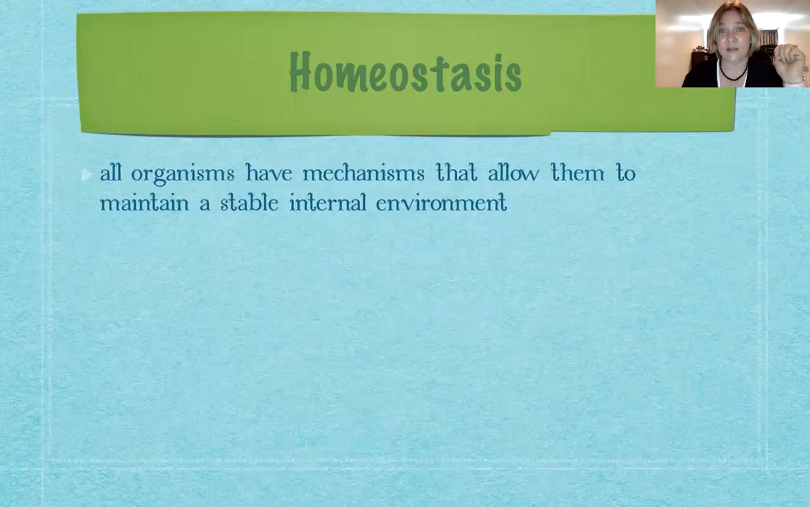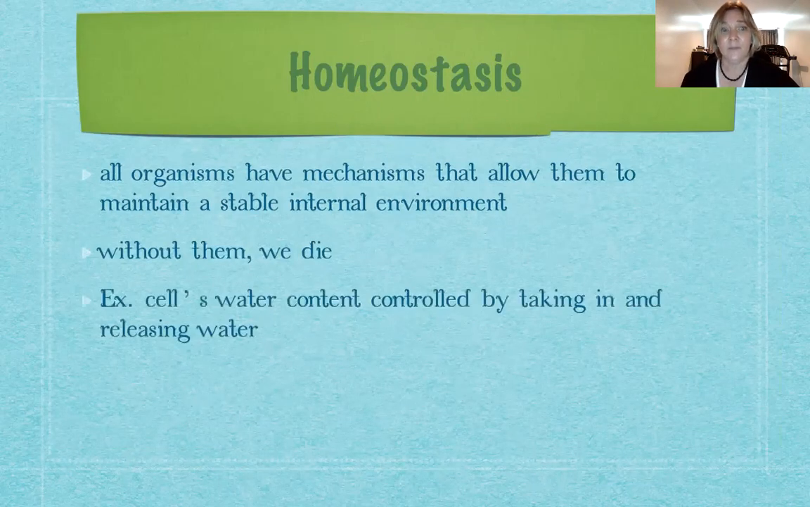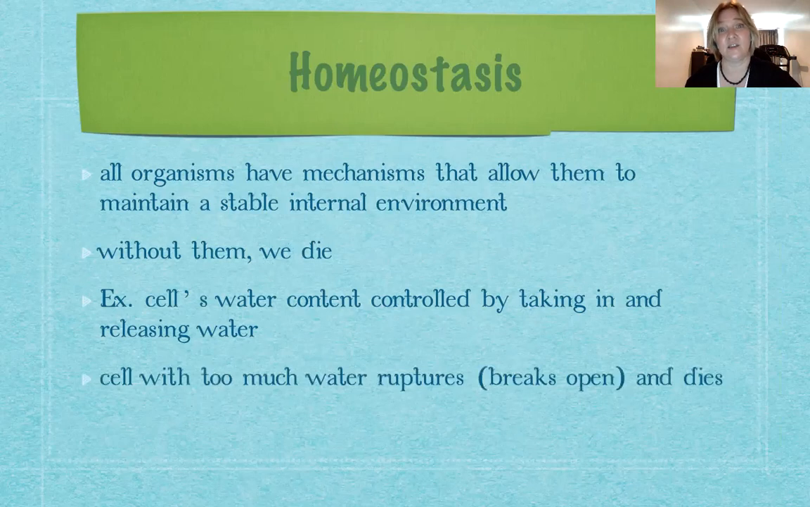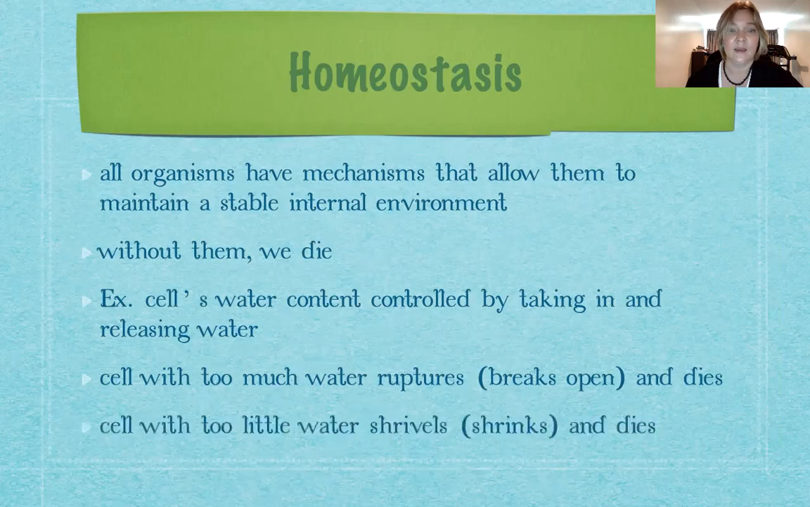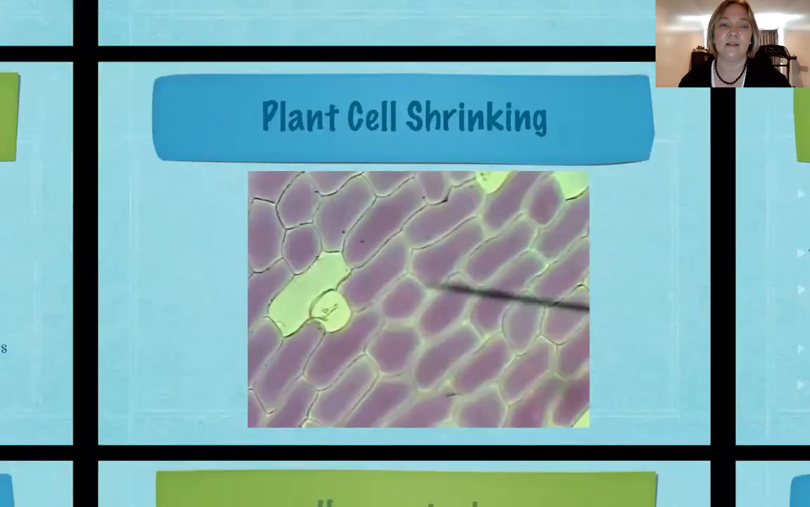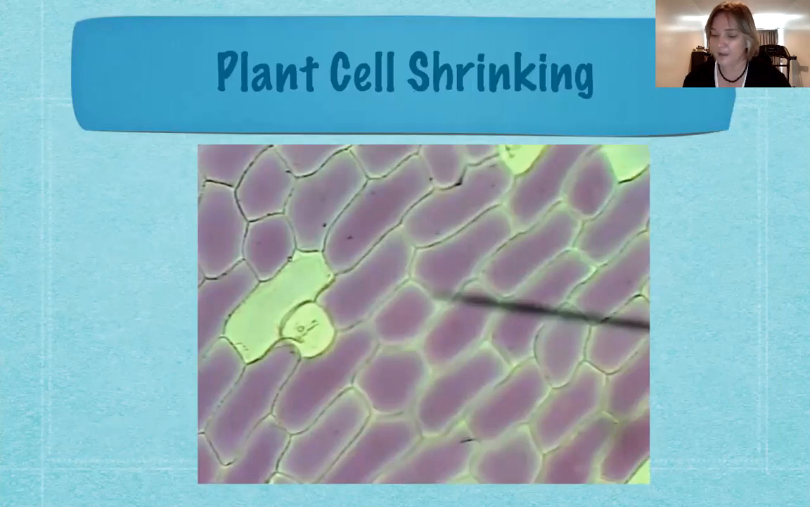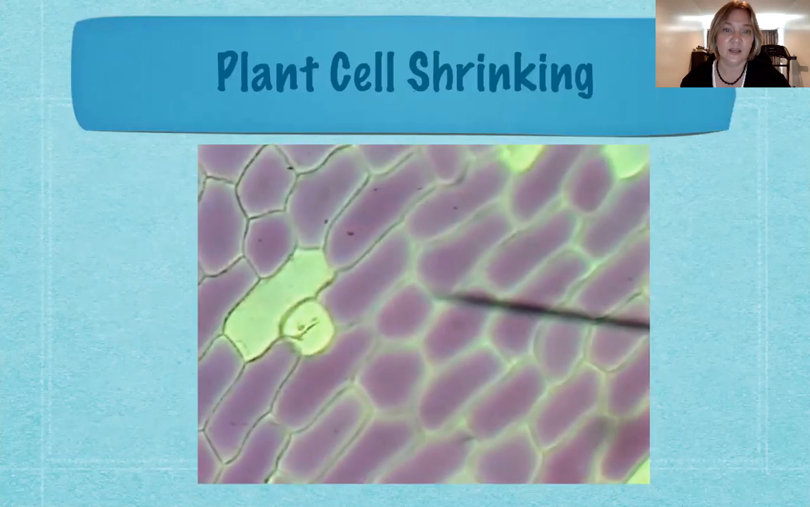So all organisms are going to have many different mechanisms that allow them to maintain a stable internal environment. Without these mechanisms, we will die. Another example besides body temperature is a cell's water content, which is controlled by taking in and releasing water. If a cell has too much water, it ruptures or breaks open and it dies. If a cell has too little water, it will shrivel or shrink and die. So it's a very delicate balance there. So here we're going to see a plant cell shrinking.